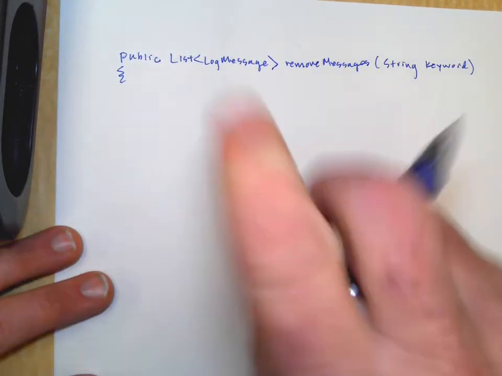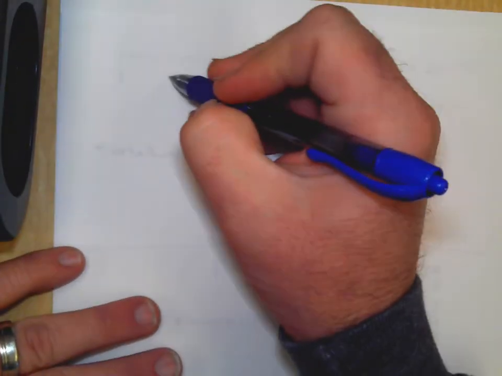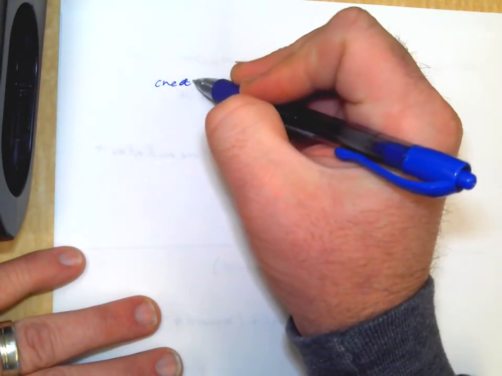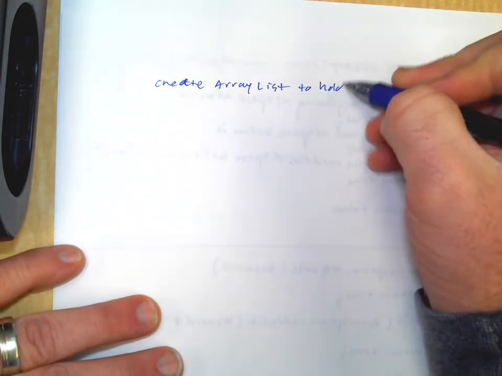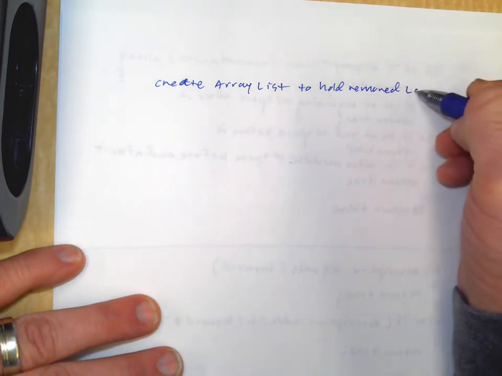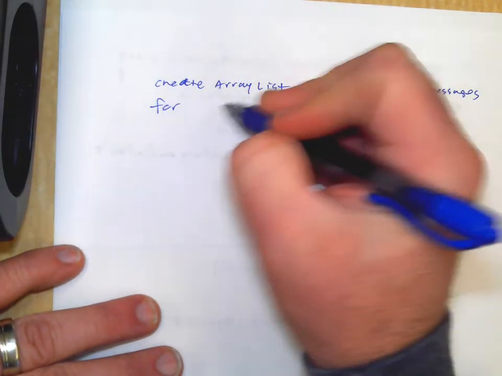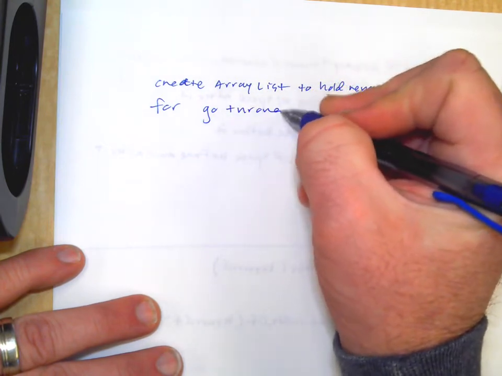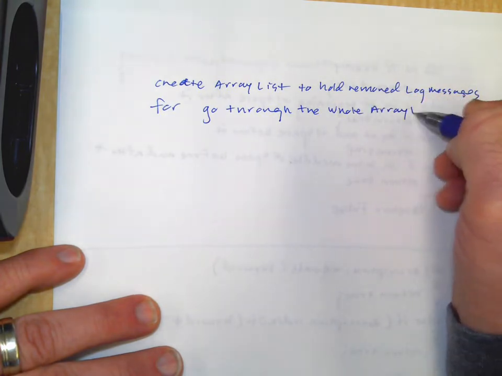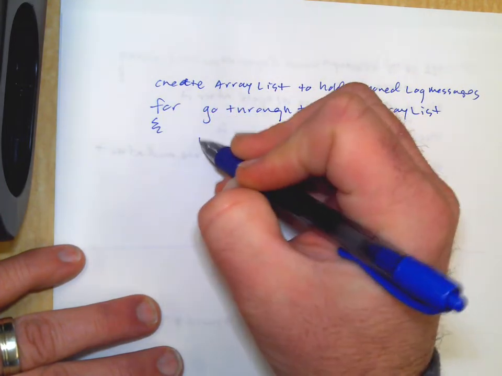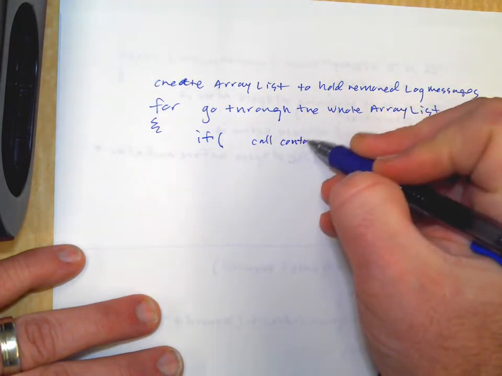Okay, so our rough approach is, let's create an array list to hold removed log messages, right? And then we want to do some kind of for loop to go through the whole array list, right? And in here, we want to do some if, and we want to call containsWord, the method we just wrote.